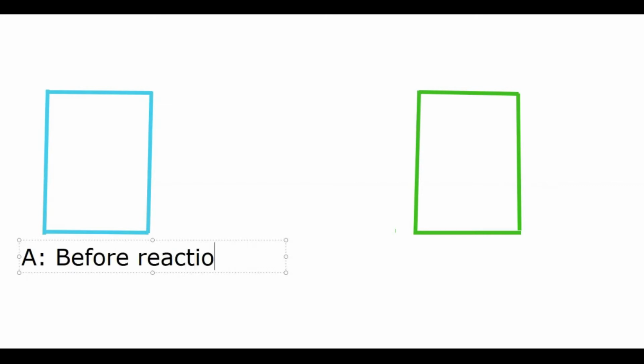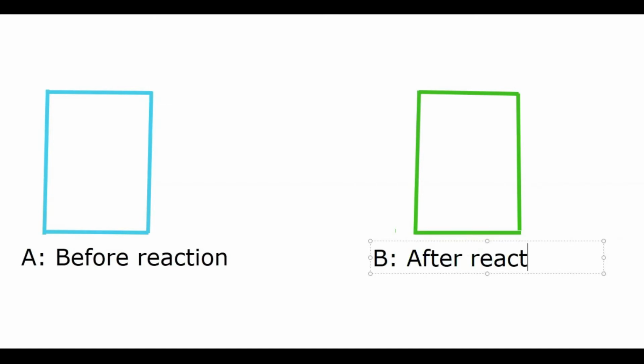I know it's a little clumsy. I'm not making it exact because it's so difficult to make the exact one. So I'm going to label them so that we can differentiate the two. This is jar A, which is before the reaction. And this is jar B, which is after the reaction.